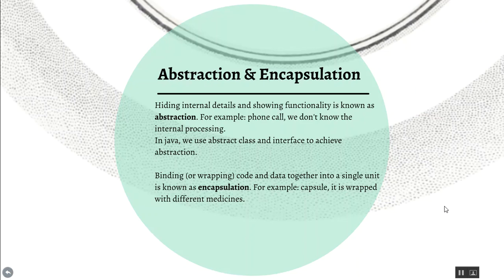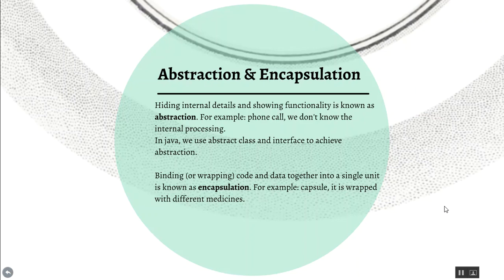Hiding the internal details and showing only the functionality is known as abstraction. Like phone calls, we don't know the internal processing. The user just needs to type the number and make the call, but how it works in the back end, the user is not aware of. That is known as abstraction. Okay. In Java, abstraction can be achieved by using abstract classes and interfaces.